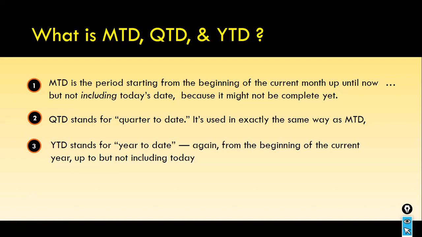Next one is year to date. It is the same as this one, but in this case, from the beginning of the current year up to, but not including, today. The same thing is applicable here also. This is what year to date is.